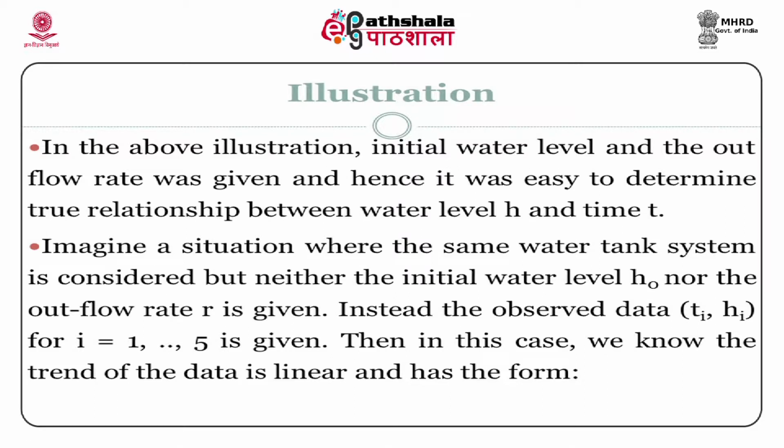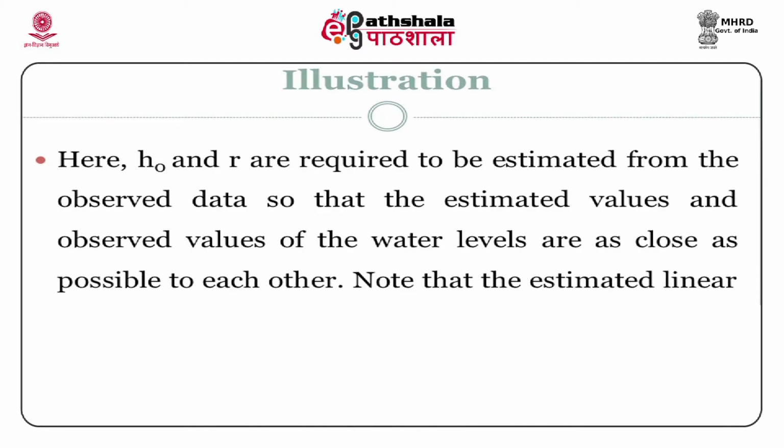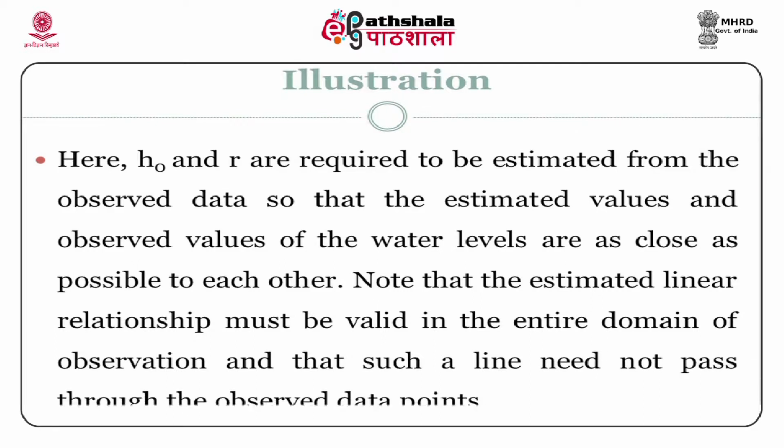Then in this case, we only know the trend of the data, and that is linear, because you can see that if you draw those points, they are almost lying on a straight line, and that straight line will be of the form h(t) equal to h0 minus r t, where r is the flow rate and h0 is the initial height, and both of them are unknown to us. So here h0 and r are required to be estimated from the observed data, so that the estimated values and the observed values of the water levels are as close as possible to each other.